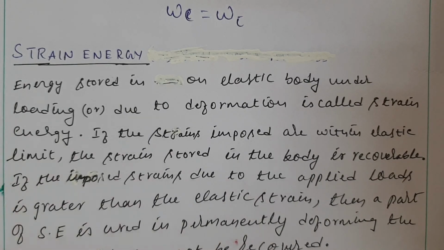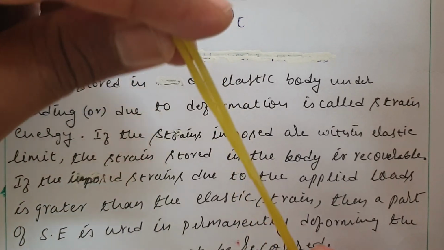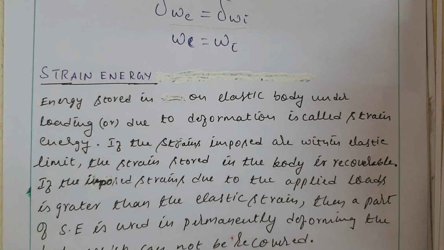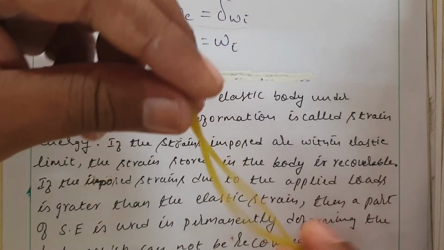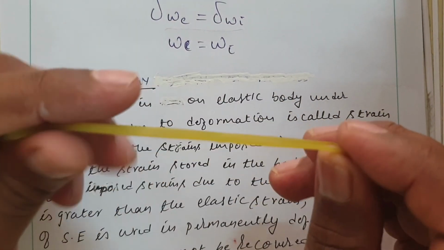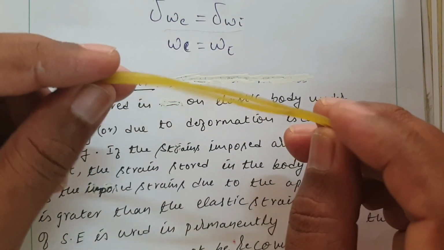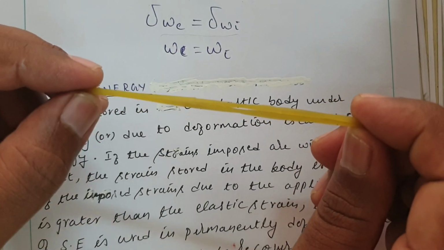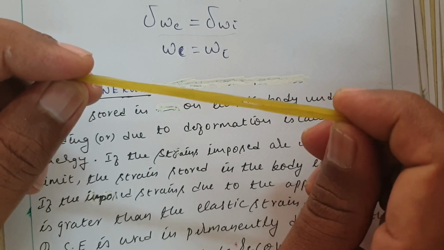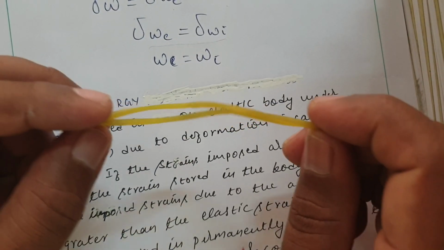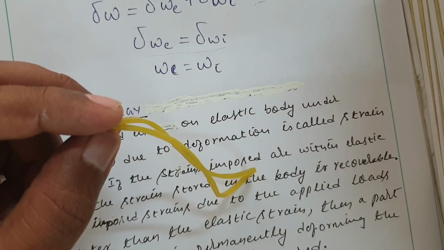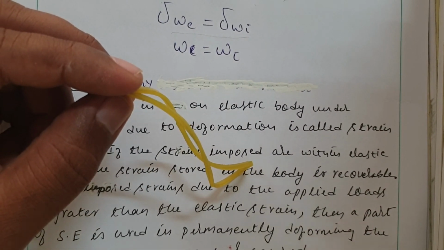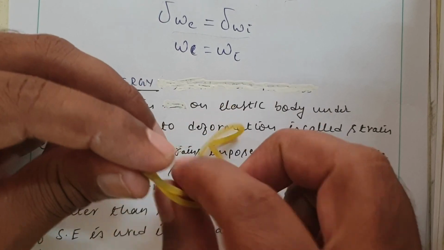Imagine, for example, I am considering a rubber band. Imagine this object is under elastic limit. Elastic limit means stress will be directly proportional to strain. Only then can we say it is under elastic limit.